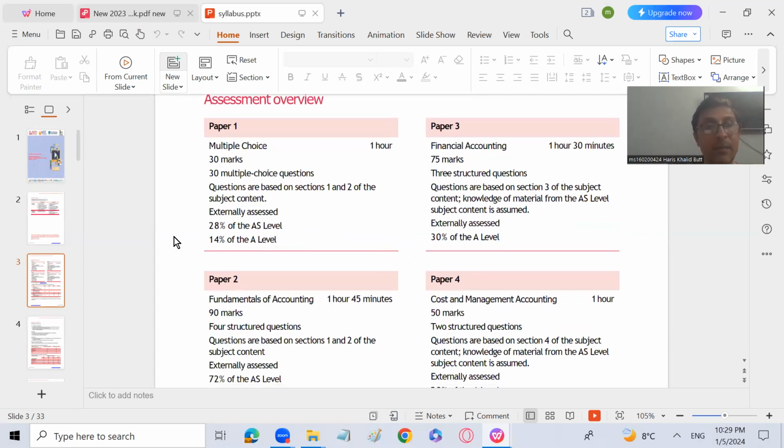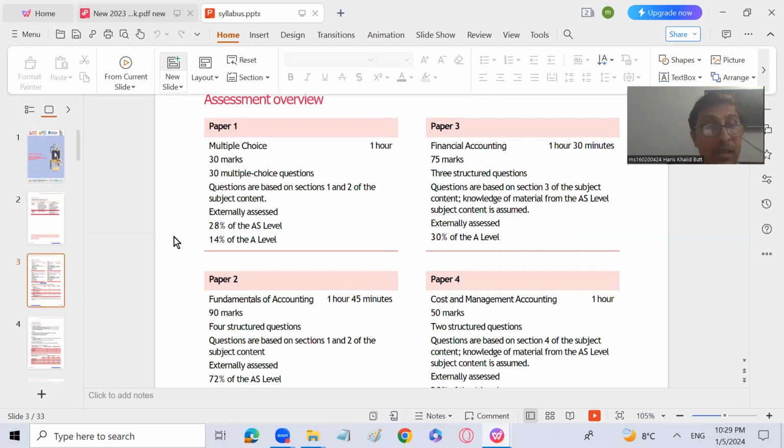So let's discuss the papers first. As I discussed with you, paper 1 will consist of multiple choice questions. It is a 30 marks paper. There are 2 portions of subject content. One is financial accounting. You may say that 22 MCQs will come from financial accounting and 7 to 8 MCQs will come from cost and management accounting, including 2 chapters, absorption costing and marginal costing.